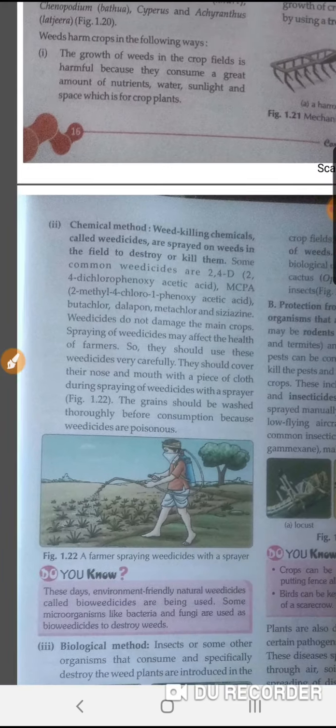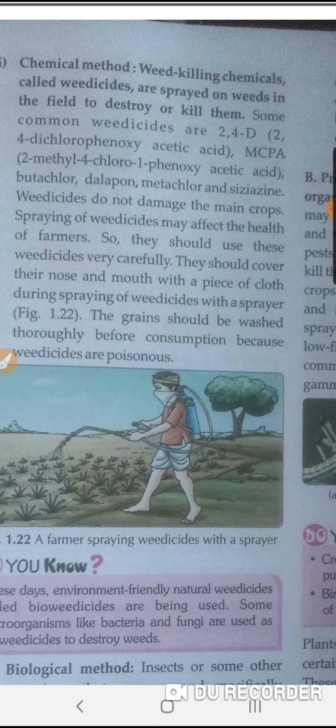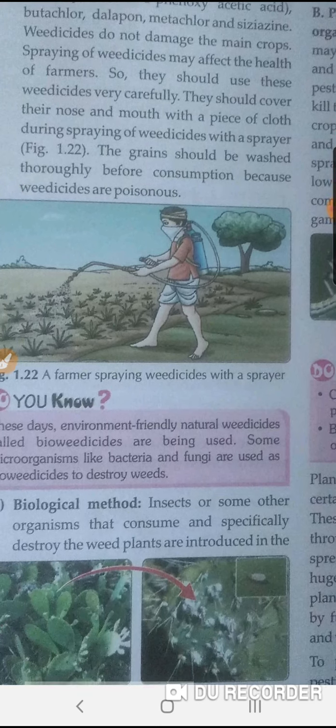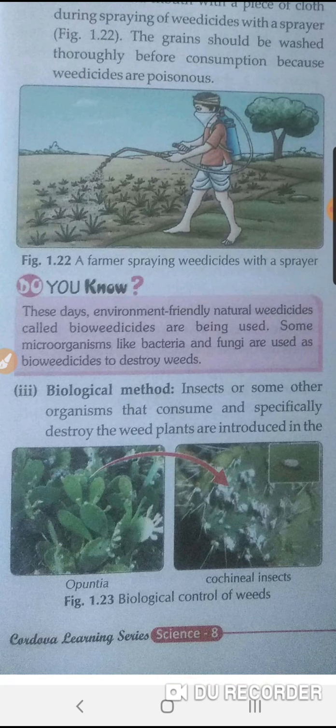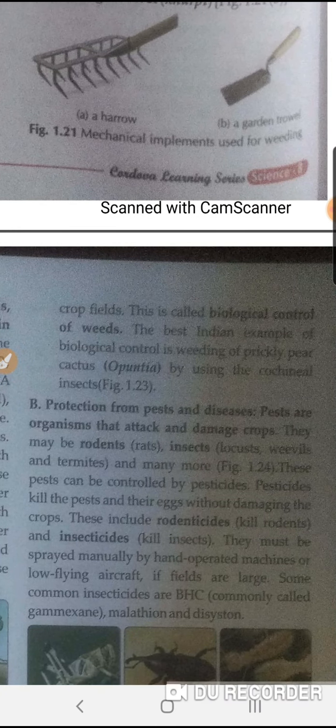See here, the farmer spraying weedicide has covered his mouth and nose with a cloth. That's why the weedicide does not harm him. Fine. Then the third method is the biological method. Insects or other organisms that consume and specifically destroy the weeds are introduced in the crop field. This is called biological control of weeds.